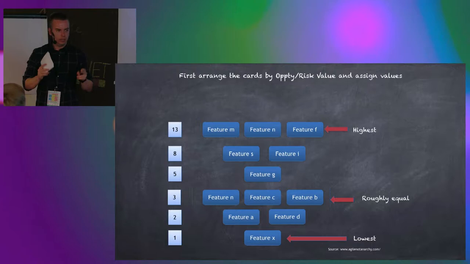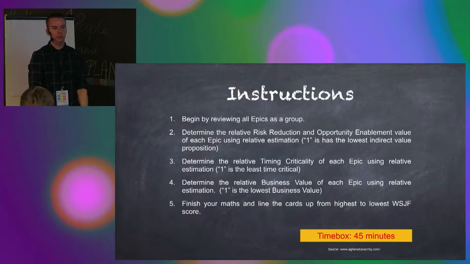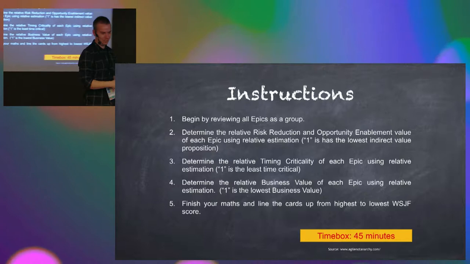I will be with the groups to help out as well. What we need right now is a time box of around 45 minutes. We need two groups, one of three and one of four, and we need at least one person familiar with planning poker per group. Self-organize, and move chairs around to have some space, because you're going to need it.